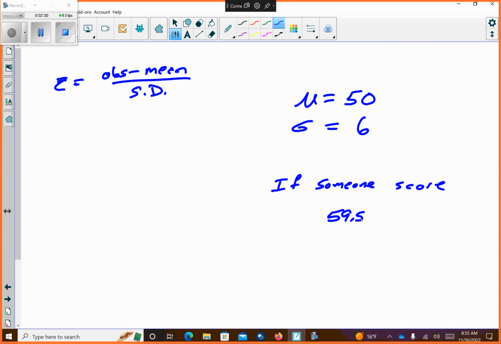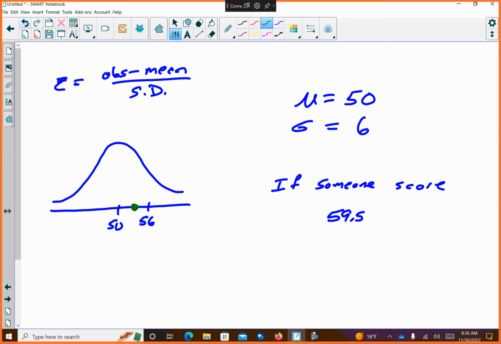But we could also do it one of two ways. Okay, we have our normal distribution. If we did it this way, we could plot this on Desmos. We could have this as 50. This is 56. And then our 59.5 might be, oh wait, it's wrong spot. We have our 59.5 is right here. Okay?